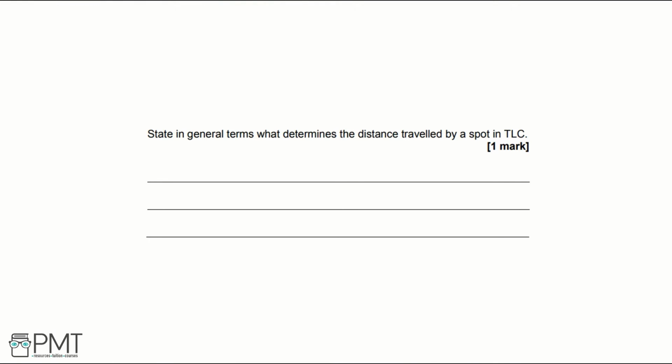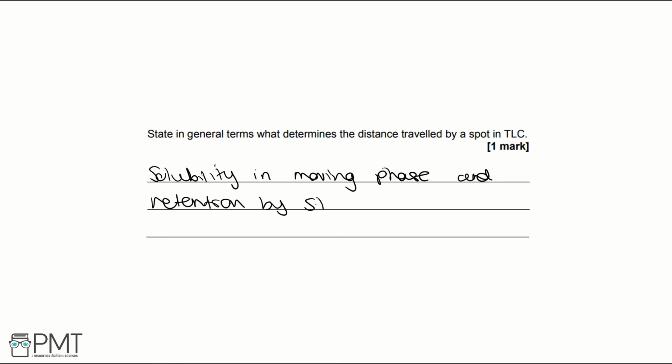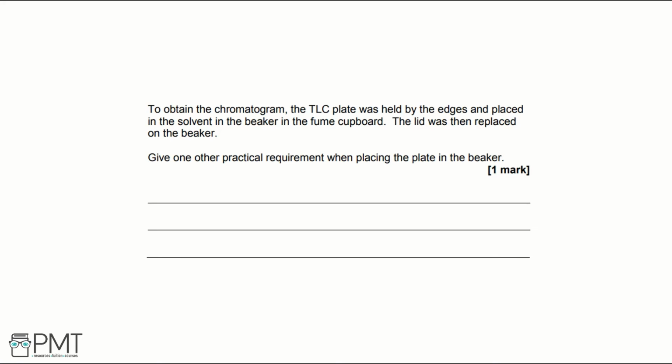State in general terms what determines the distance travelled by a spot in TLC. So the distance travelled by a spot in TLC is determined by the solubility of the moving phase or the mobile phase, but it's also dependent on the retention by the stationary phase. So to get the mark for this question, you must write this sentence: solubility in moving phase and retention by stationary phase. To obtain the chromatogram, the TLC plate was held by the edges and placed in the solvent in the beaker in the fume cupboard. The lid was then replaced on the beaker.